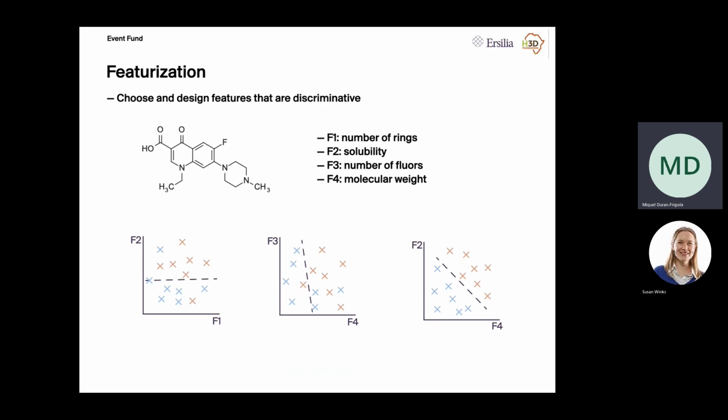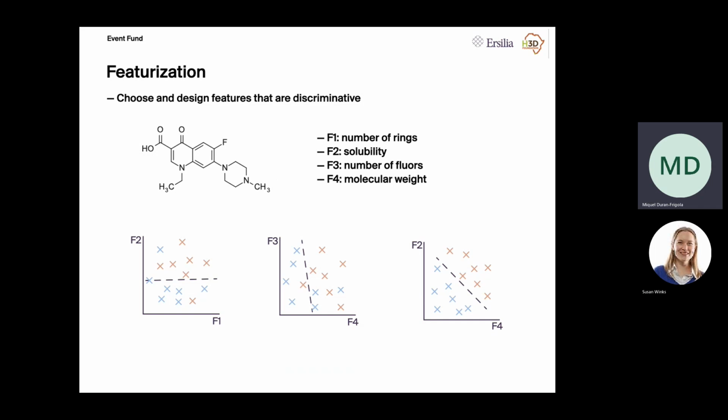Let's say that we define, for instance, four features. One is the number of rings, in this case 3. The other is the solubility, which is something that we can calculate. The third one is the number of fluors, in this case 1. And the fourth is the molecular weight.